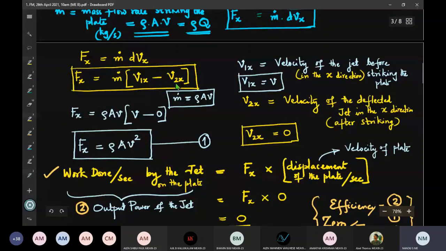Suffix 2 stands for the condition after striking, after impingement. So the jet strikes, there is a collision with the plate, and just before the collision, the velocity of the jet in the x direction, that is the velocity of the jet before striking or at the time of impingement on the plate, is v1x. What is v2x? Velocity of the jet after striking in the x direction.